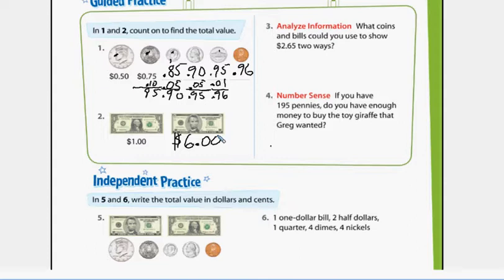Problem number 3, we're analyzing information. What coins and bills could be used to show $2.65 two ways? So we have to show it 2 different ways. The quickest way to do it, we'll go ahead and draw it. That's a $1 bill. There's another dollar bill. That's $2. And then we'll do a half dollar. It's 50 cents.